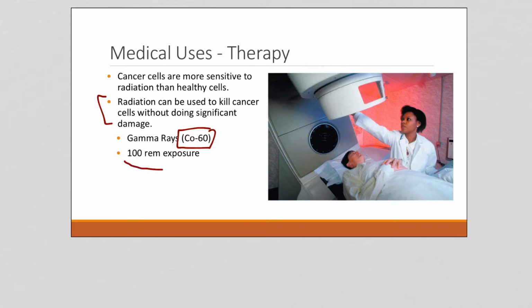So these are large exposures. This is why we see people who go through radiation therapy having other side effects, because they're essentially getting radiation sickness to some extent: loss of hair, nausea, vomiting. We're seeing about 100 rem exposure. If you look back at that table, 100 rem exposure is sort of the low threshold for that kind of radiation sickness that we think about.